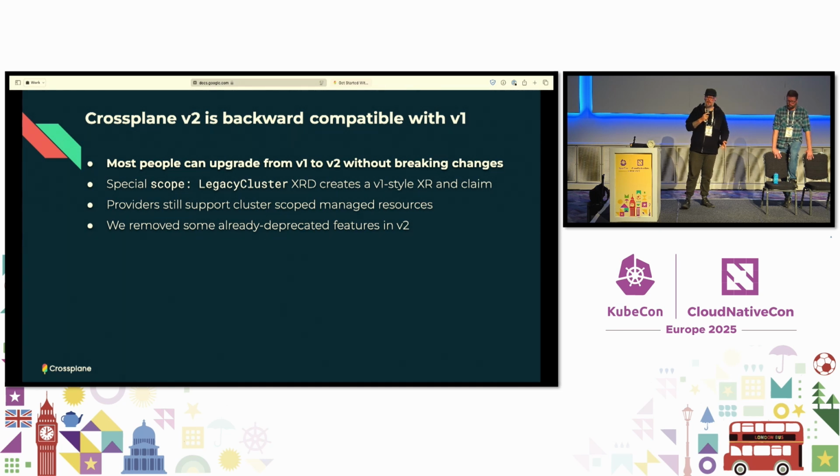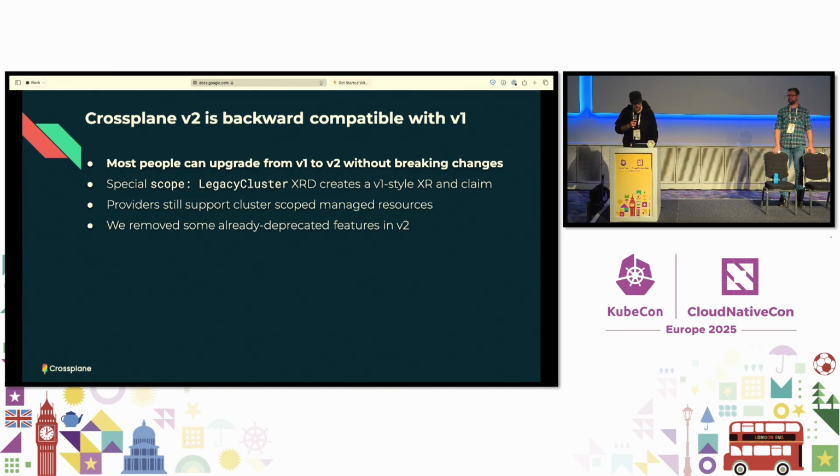We did take advantage of the major version update to remove some features that have been deprecated for a couple of releases, most notably controller config, which is a way to configure our providers. It's been deprecated for like 11 releases, never actually made it out of alpha, but it was heavily used. So we finally pulled the band-aid there and said that's now gone in v2. And the other one that's been deprecated for 2, going on 3 releases is native patch and transform. This was the precursor to composition functions. So if you are using native patch and transform, you do need to switch to composition functions before upgrading to Crossplane v2.